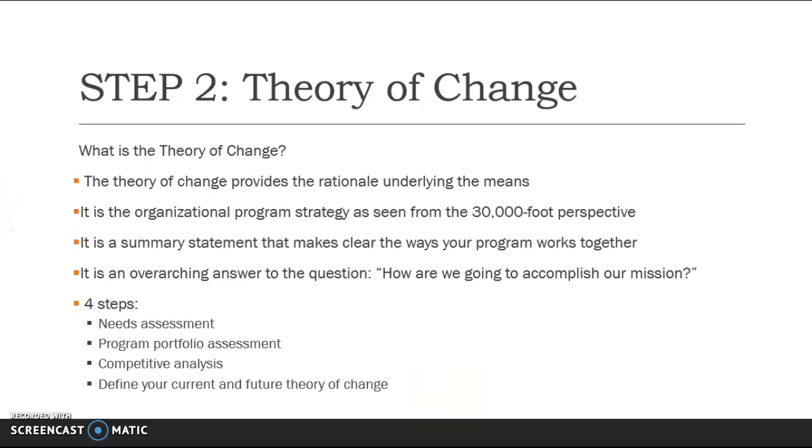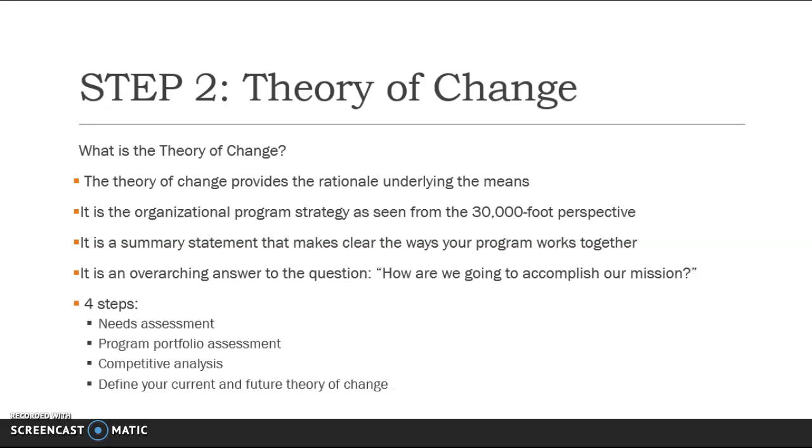So step 2 is the theory of change, which provides the rationale underlying the means. It's the organizational program strategy as seen from the 30,000 foot perspective. In other words, from looking straight on at your organization, what are some organizational strategies that you can see? It is a summary statement that makes clear the ways your program works together. It is an overarching answer to the question, how are we going to accomplish our mission?